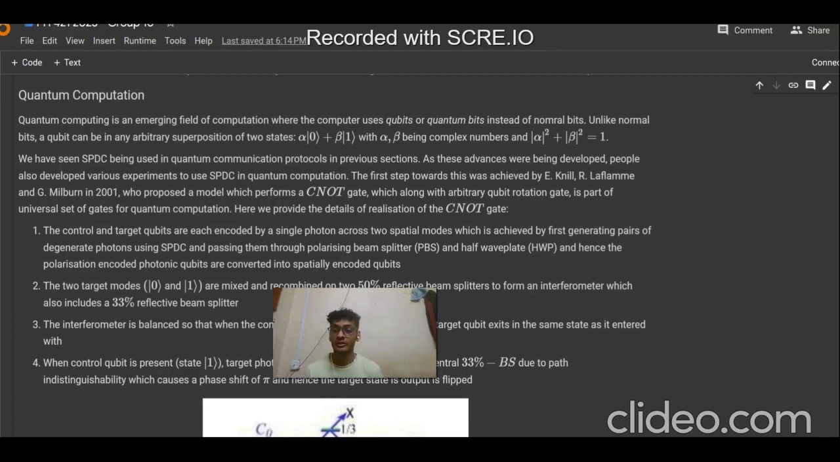One of the requirements is having a universal set of gates. A universal set of gates is basically a set of gates by using which you can perform all unitary operations on any number of qubits. And CNOT is one of those gates, along with the Hadamard and arbitrary qubit rotation gate. And Knill, Laflamme and Milburn suggested a way to realize a CNOT gate for photons in 2001, where they used SPDC.